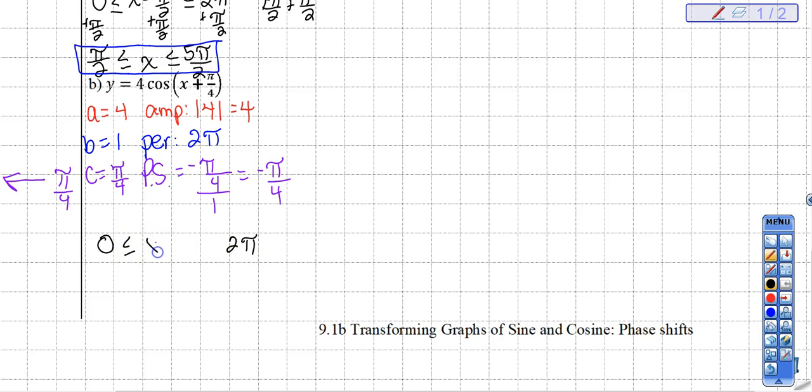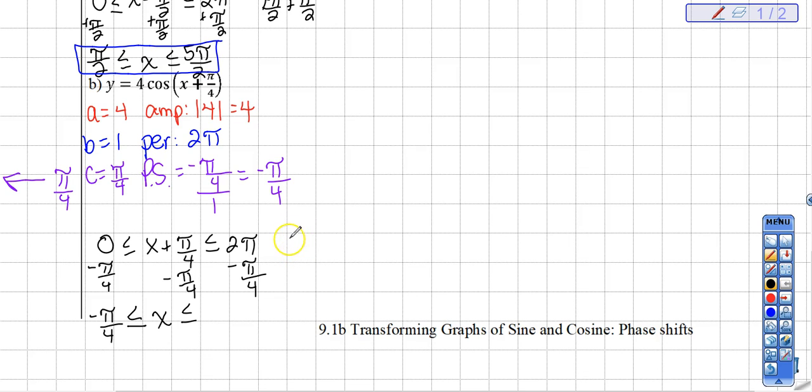And if we take our horizontal action, x plus pi over 4, and we affect that start and stop by shifting everything pi over 4 to the left, we'll be starting at negative pi over 4. So we'll have to go a little bit left on our x-axis on the negative side.